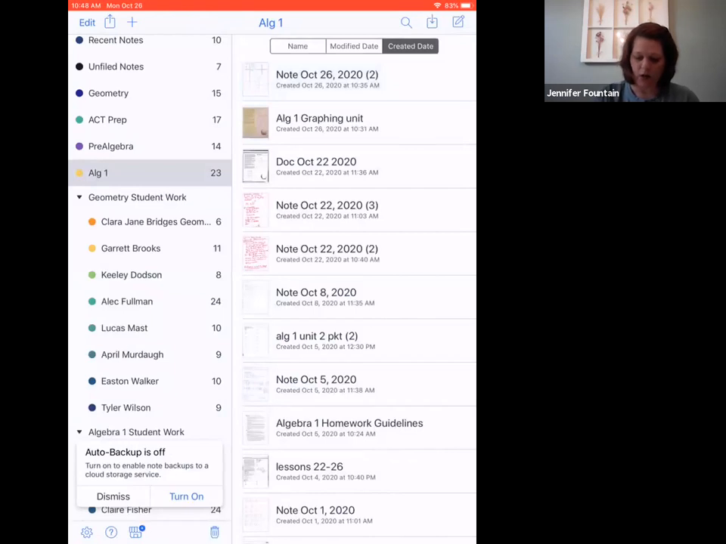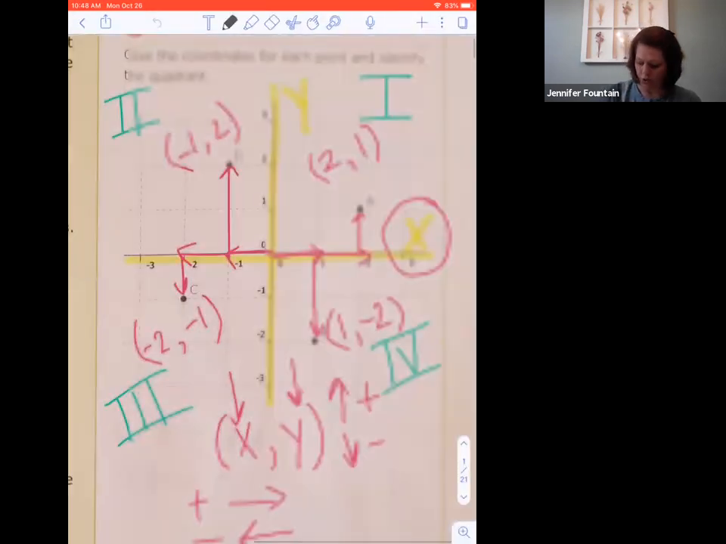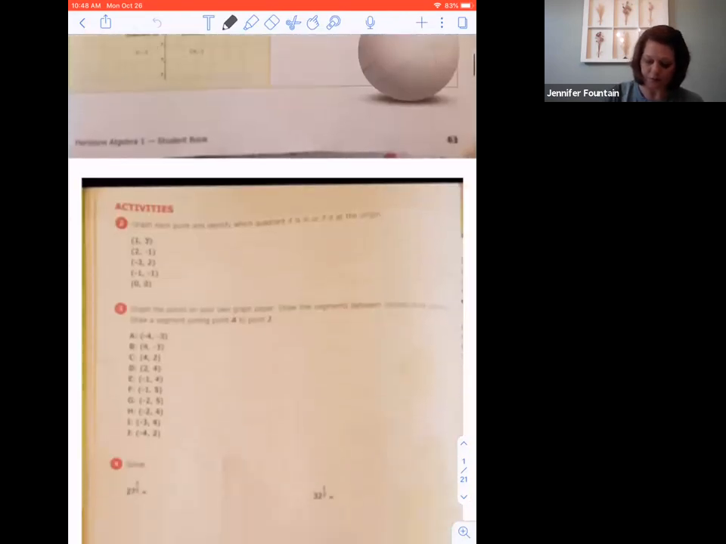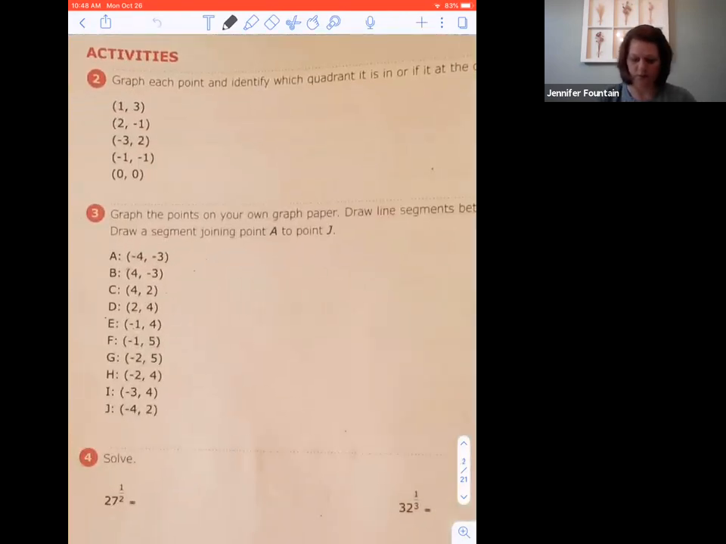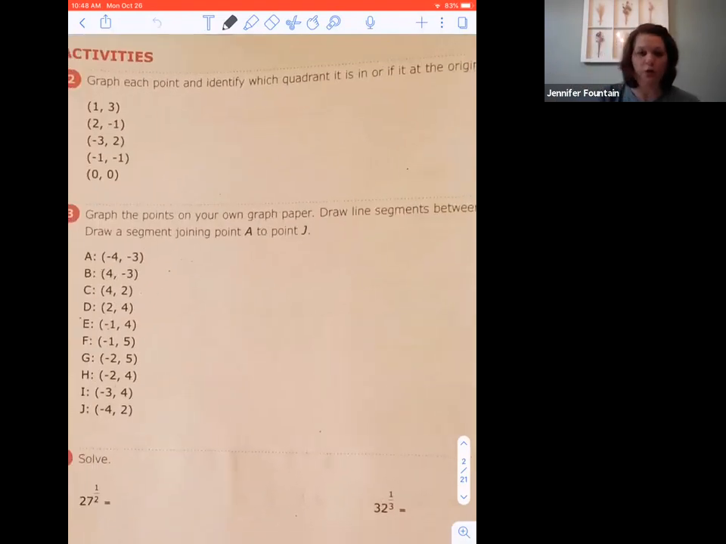all righty, so let's go ahead and turn the page to page 64. In 64 activities 2, it says to graph each point and identify which quadrant it is in, or if it's at the origin. So let me write these down real quick, and I'm going to flip to a graph paper. (1, 3), (2, -1), (-3, 2), (-1, -1), (0, 0).